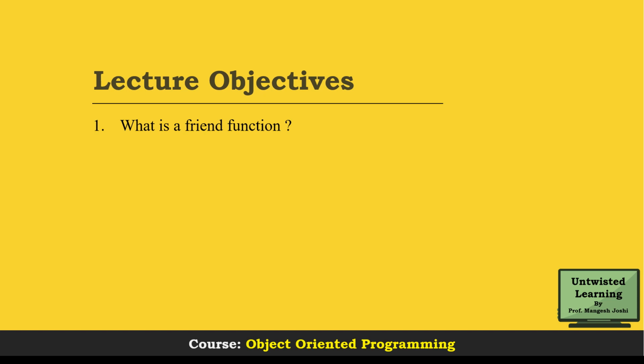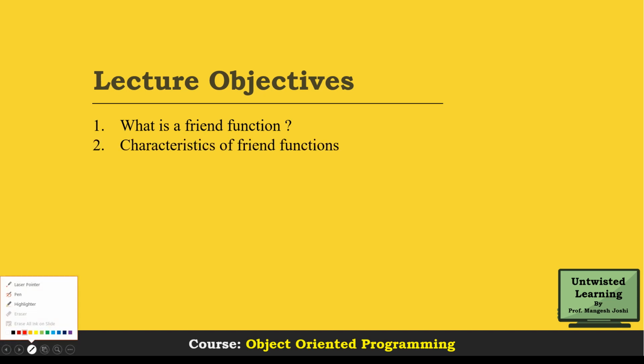So these are the lecture objectives. What is a friend function? Characteristics of a friend function, and an example.